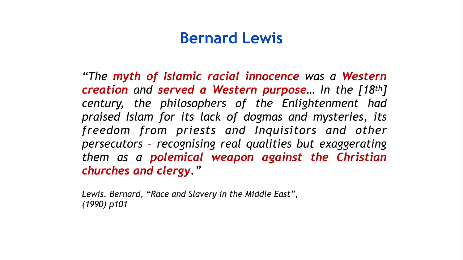In the 18th century, the philosophers of the Enlightenment had praised Islam for its lack of dogmas and mysteries, its freedom from priests and inquisitors and other persecutors, recognizing real qualities but exaggerating them as a polemical weapon against the Christian church and clergy. So this is a polemic by Westerners showing the romanticism of Islam in order to confront and denigrate Christianity at that time.